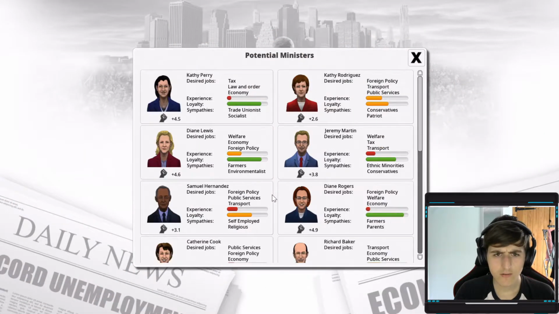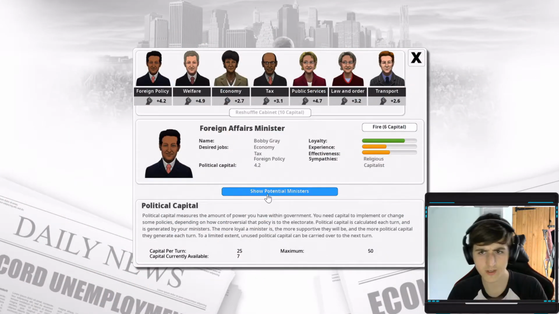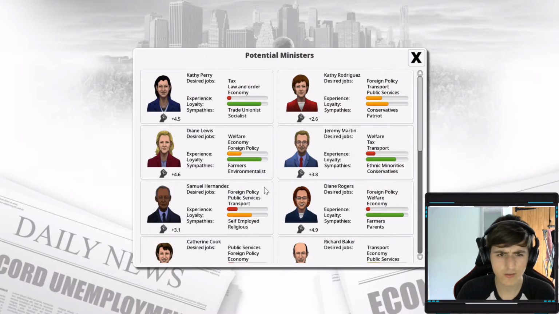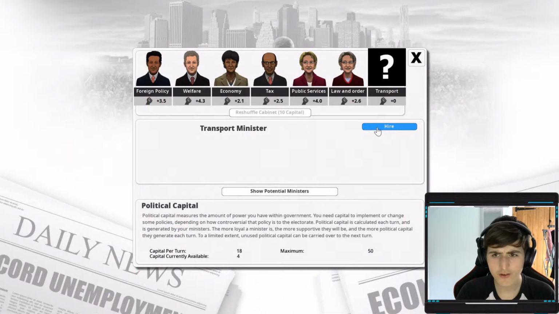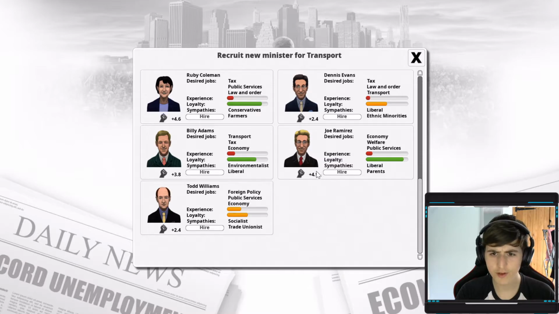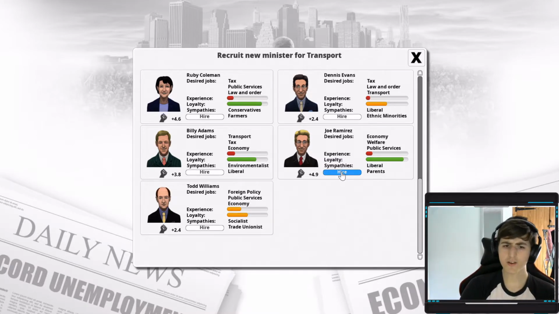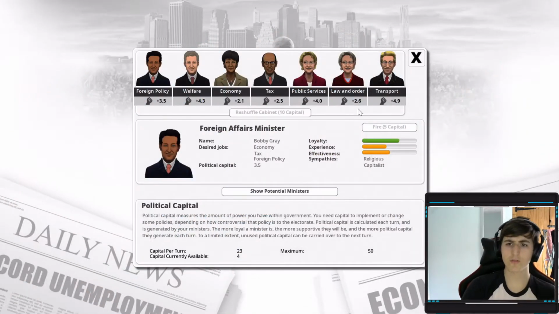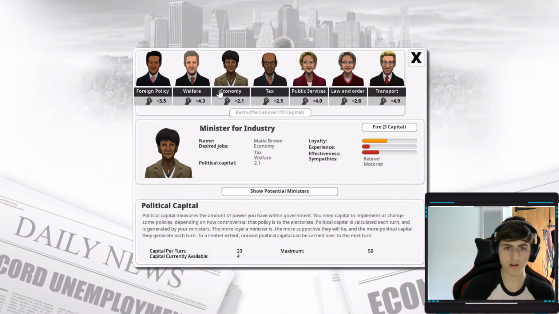I do kind of want to reshuffle the cabinet a little bit. Is there anyone... 2.6, 2.7 is not that great. You're like 4.6, 4.9. Retired and trade unionists. See, someone's already quite good at that. And we've got a 4.9, sympathies liberal and parents. Now they're not that happy with us at the moment. Experience isn't great, but loyalty is very high, and they've got good political capital, so I think they're perfect.